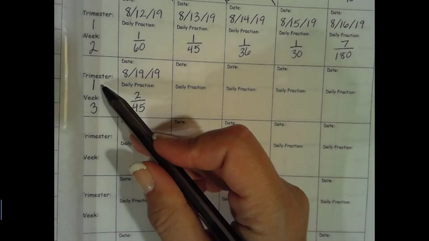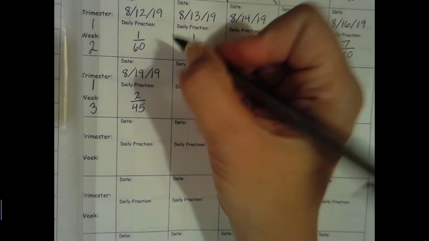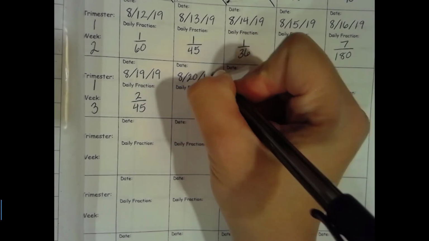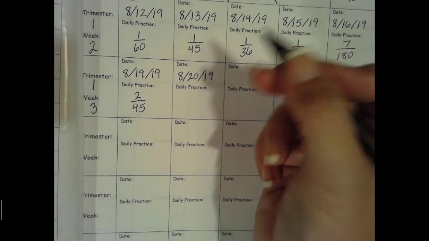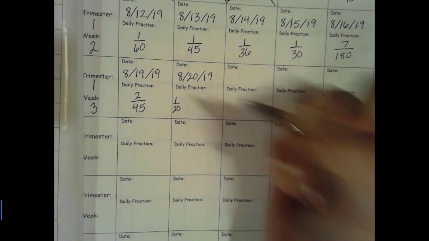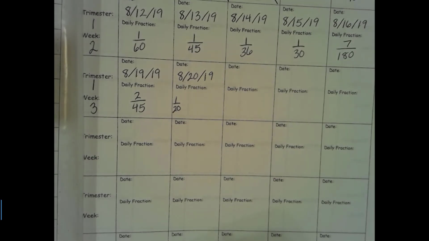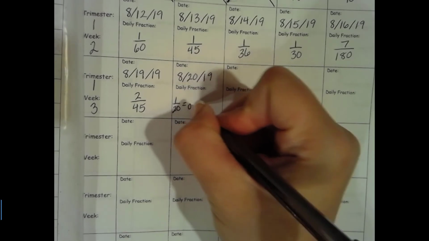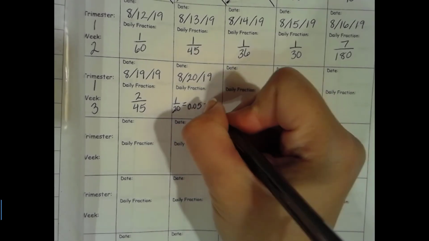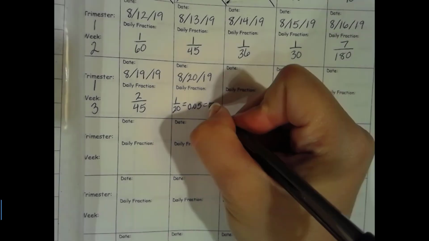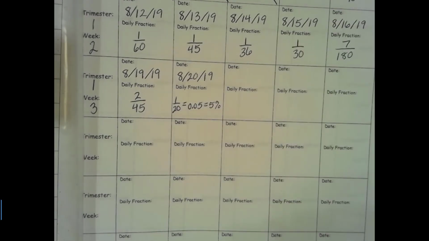Okay, so let's go ahead and fill in our data collection page. We're still in trimester 1, week 3. Today's date is 8/20/19, and our fraction is 1/20th. Now notice I wrote it way over there because we want to get down our decimal, which is 5 hundredths, and our percent. We have completed 5% of the school year, and we have 95% of the year to go.